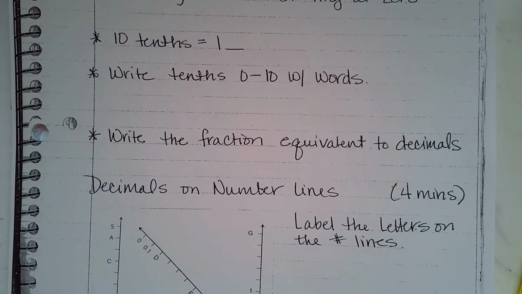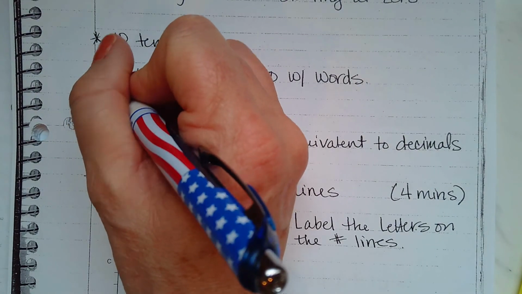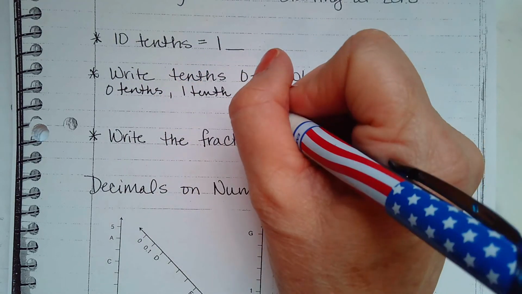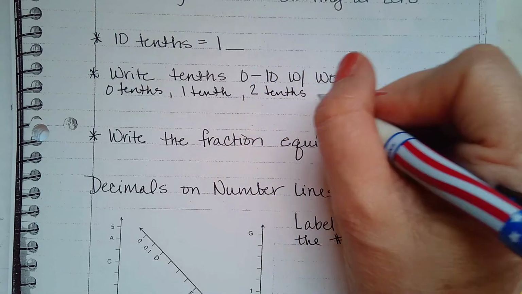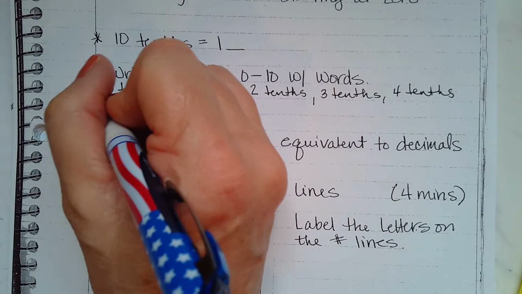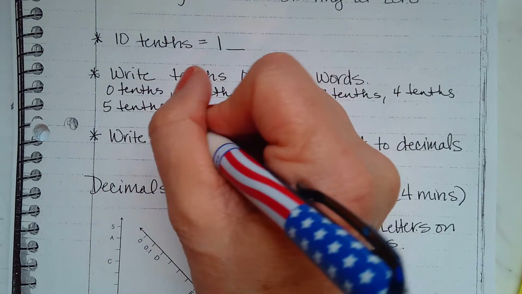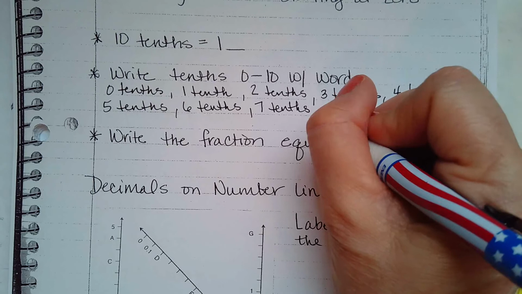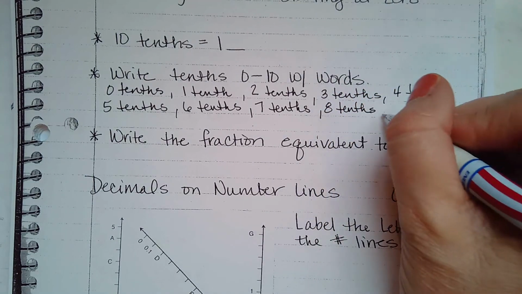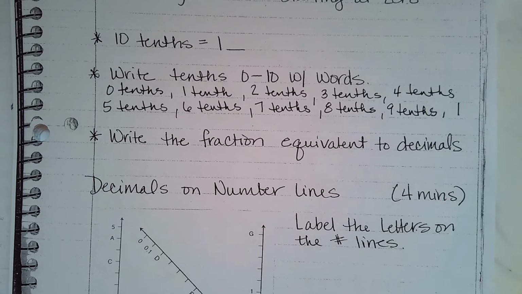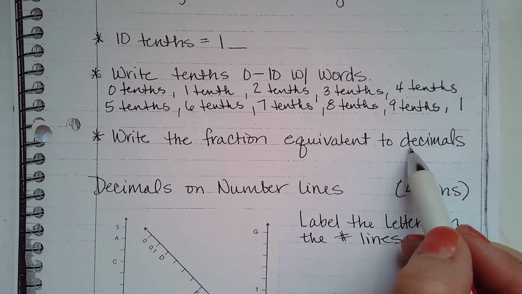Now, what I want you to do is write tenths 0 to 10 with words. So what does that look like? Do you remember? So 0 tenths, 1 tenth, 2 tenths, 3 tenths, 4 tenths, 5 tenths, 6 tenths, 7 tenths, 8 tenths, 9 tenths, and then what? 1.